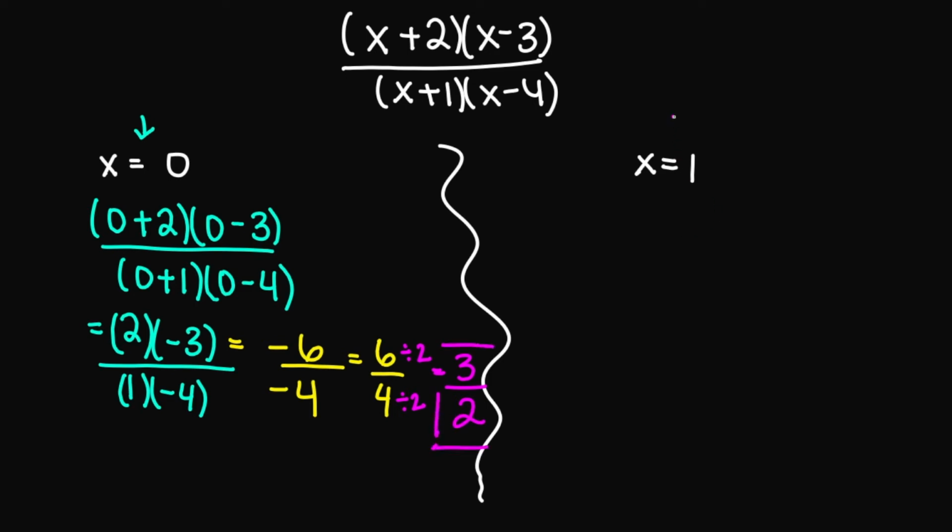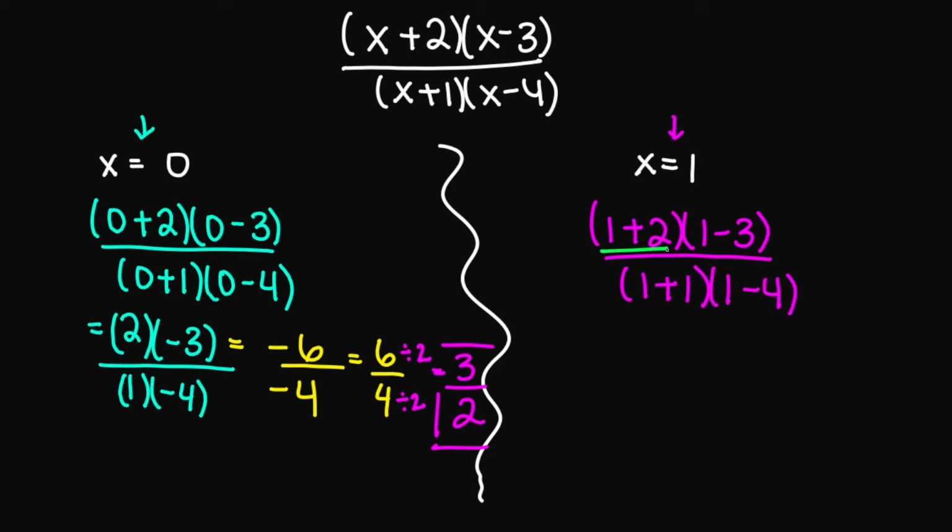So let's look here. Let's say x equals 1. So wherever there's an x, I'm going to replace it with a 1. So we have 1 plus 2 times 1 minus 3, and then my denominator, we have 1 plus 1 times 1 minus 4.